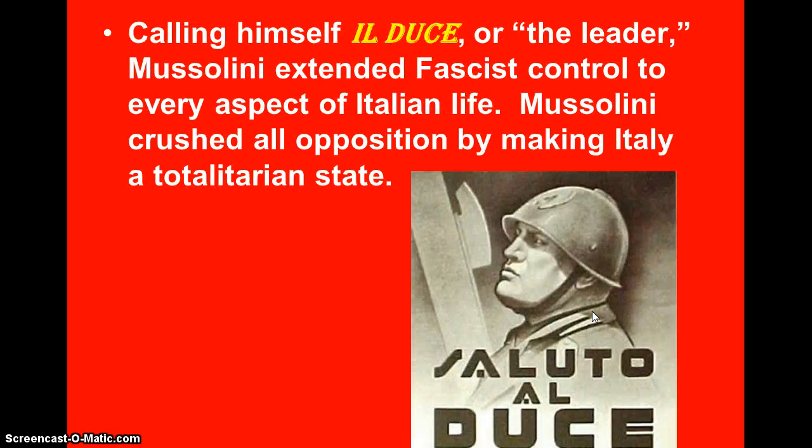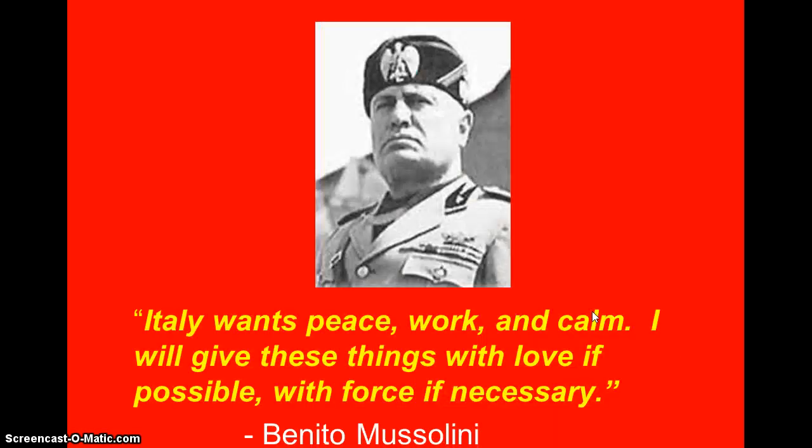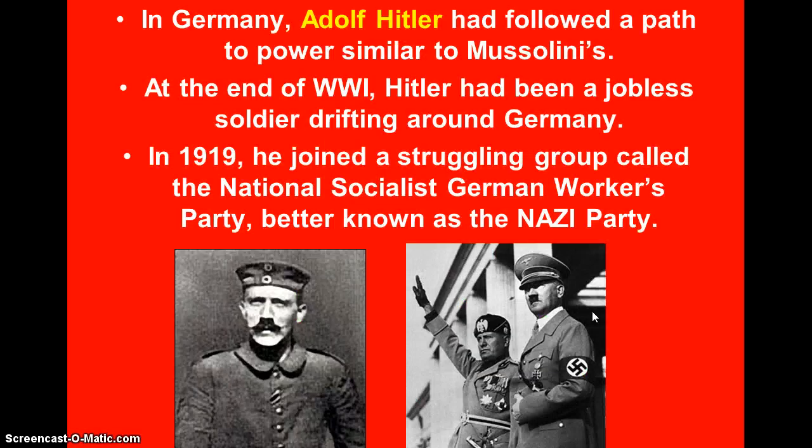Calling himself Il Duce, or the leader, Mussolini extended fascist control to every aspect of Italian life. Mussolini crushed all opposition by making Italy a totalitarian state. Benito Mussolini once said, "Italy wants peace, work, and calm. I will give these things with love if possible, with force if necessary." So as we can see, he's very clear on his objectives.